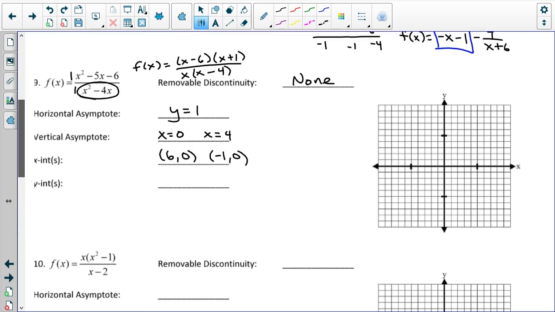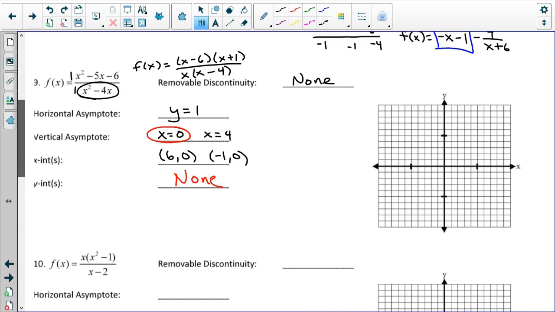And then there's a y-intercept at, well, actually, there isn't a y-intercept. And the reason there isn't a y-intercept is if I substitute in 0 for x, notice that gives me a vertical asymptote. It makes the denominator 0. So I don't have a y-intercept. And that's why this problem is kind of interesting.